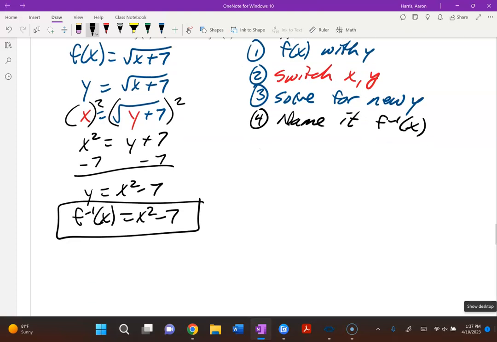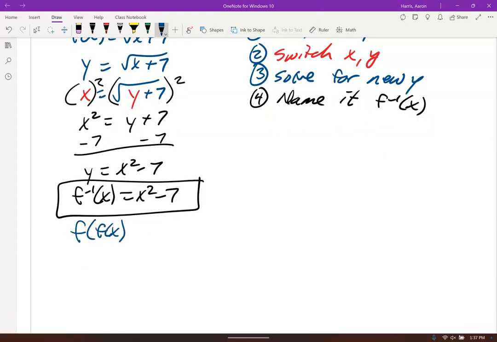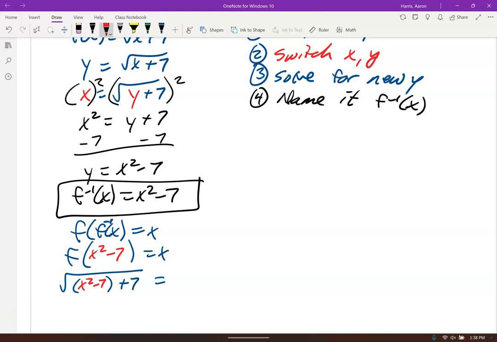And then we can go ahead and verify that. So f of f inverse is supposed to give you x. Oh, I'm sorry, I did that wrong. Sorry. Our inverse is x squared minus 7, and f is the square root of x plus 7. So x squared minus 7 goes in. Minus 7 plus 7, gone. Sure enough, x equals x.